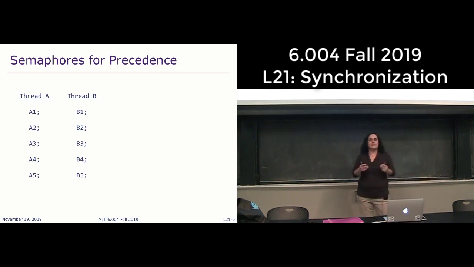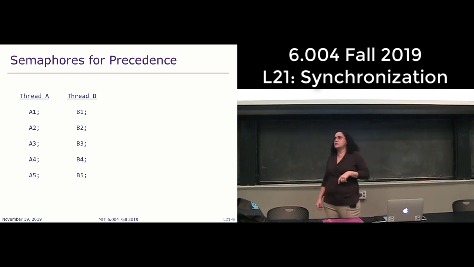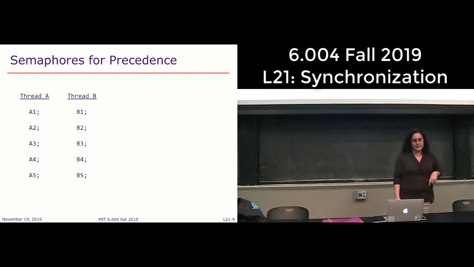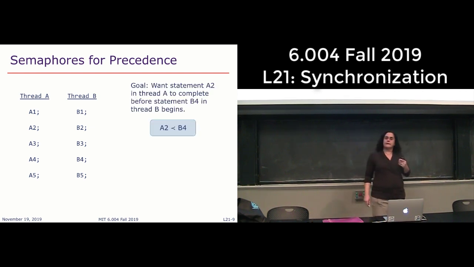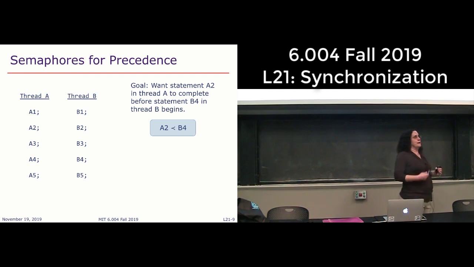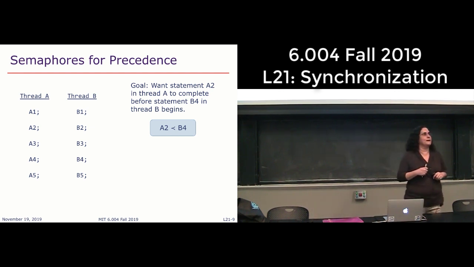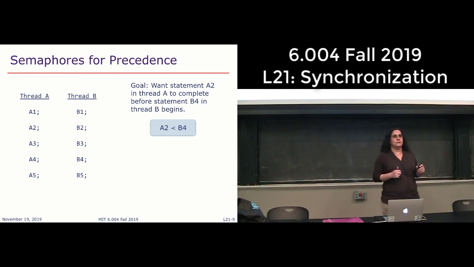So let's take a look at the kinds of things we can do with semaphores. Imagine that I have two parallel threads here, A and B. A has instructions A1 through A5, and B has instructions B1 through B5, and the constraint that I want to satisfy here is that instruction A2 should execute before instruction B4. Okay? So how do I do this?